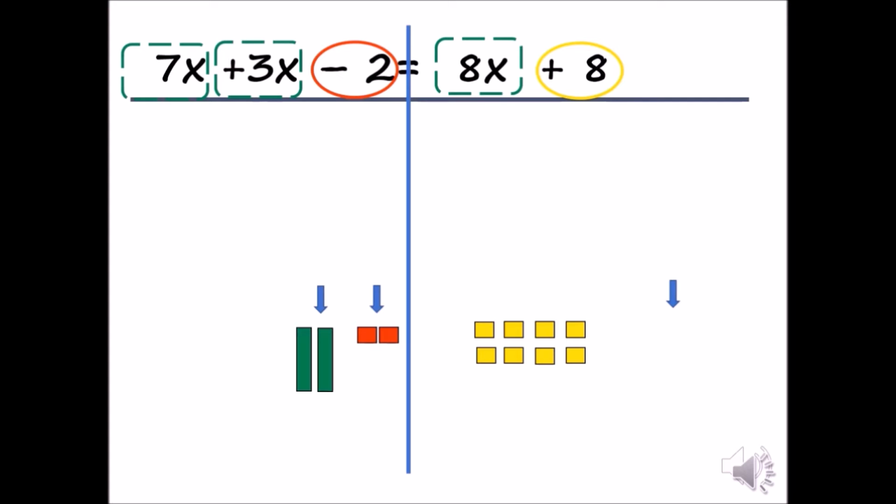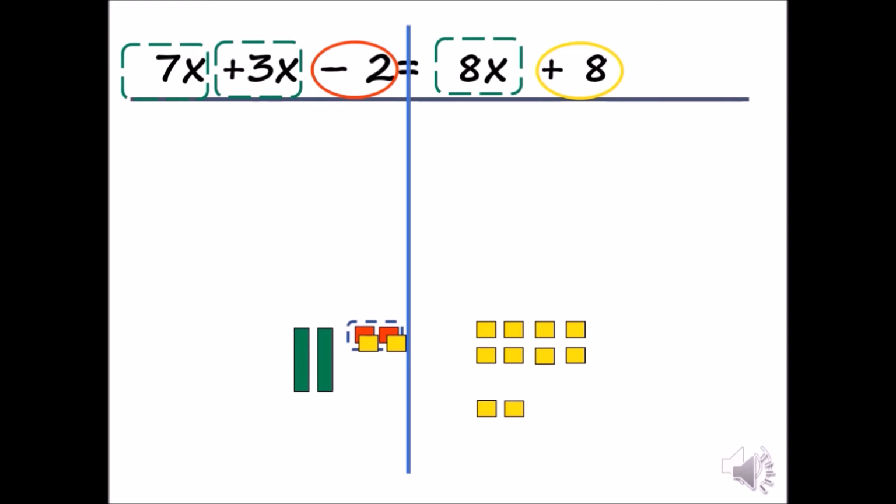Now we've almost isolated the variable. We've got all of our variables on one side, but we need to make all of our constants on the same side of the equation. So let's consider the opposite of negative 2. The opposite of negative 2 is positive 2. Well, if we add 2 positives to the left side, we also have to add our 2 positives to the right side.